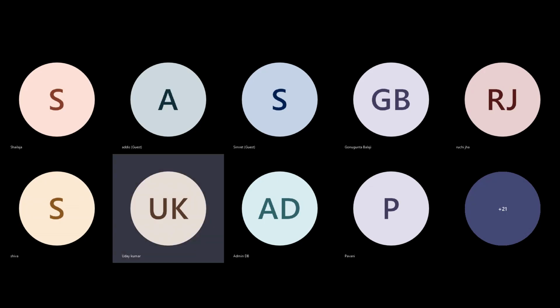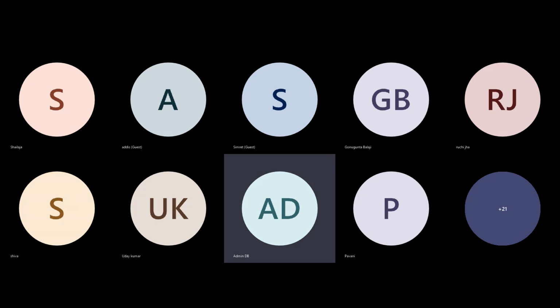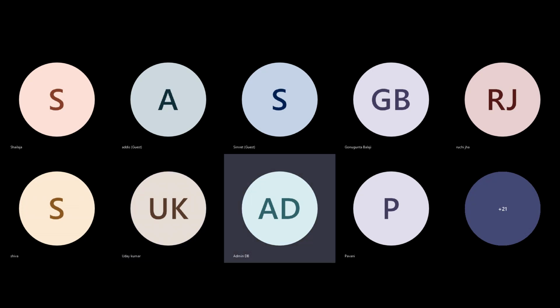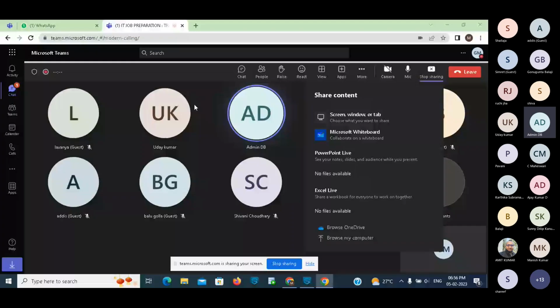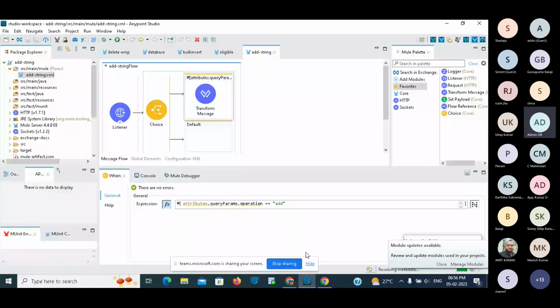Ravi, I have one doubt. Yes, Udit. Can we have multiple listeners in the same application? Technically you can do it, but practically you will not encounter this kind of scenario. In a real-time project, you will not get multiple listeners for the same Mule application. But technically you can do it, the only thing you need to change is the port. All listeners should have different ports. Okay, got it.